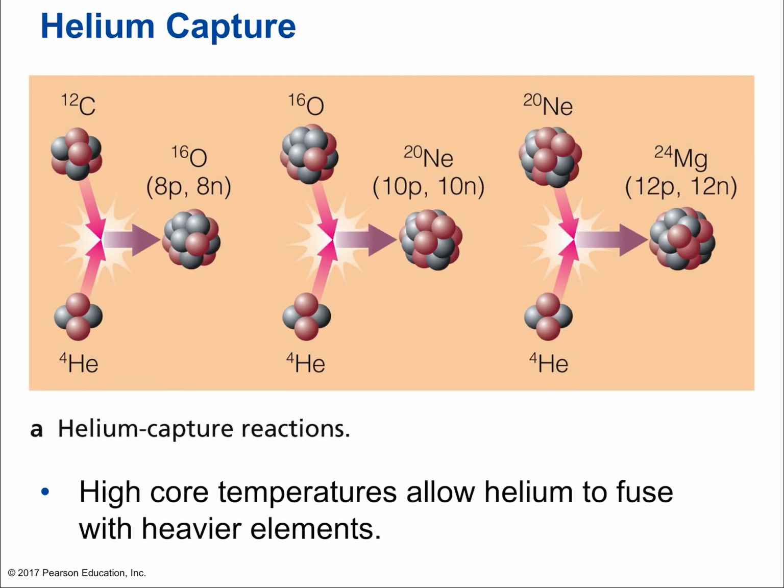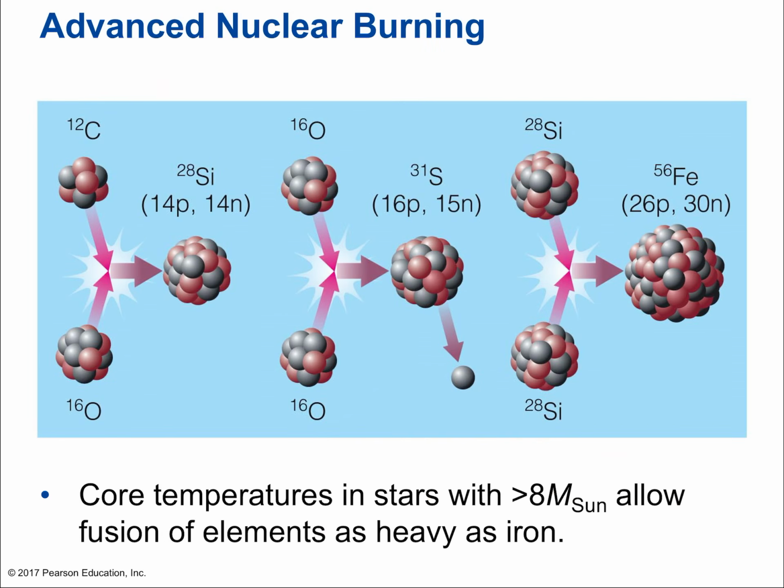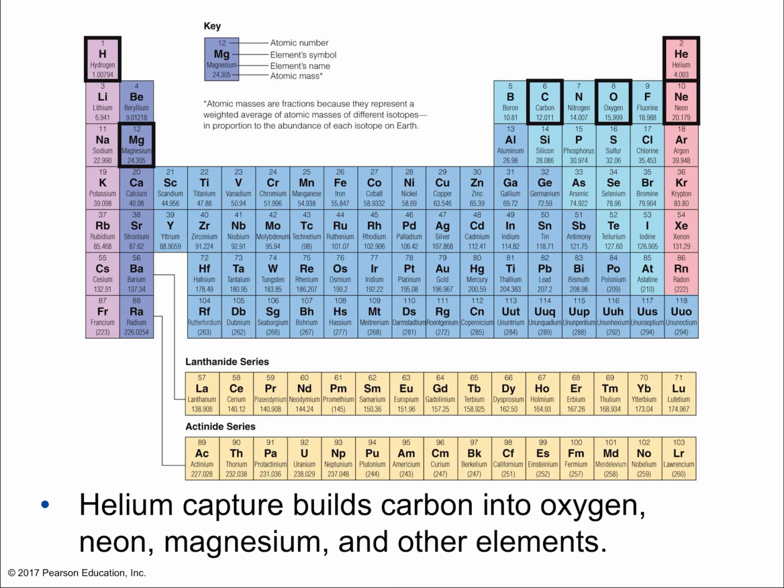So the higher core temperatures allow helium to fuse with heavier elements. Helium capture builds carbon into oxygen, neon, magnesium, and other elements. So it comes from those cores of high mass stars, and this does not happen in low mass stars. The core temperatures in stars greater than 8 times the mass of the sun allow fusion of elements as heavy as iron. So all the way up to iron, right?